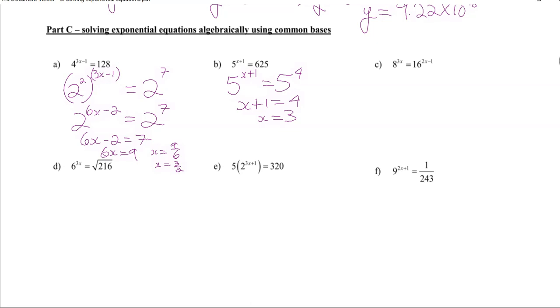8 and 16. What's the common base for 8 and 16? Going to be 2, right? Usually it's 2, right? Like you see 9s and 27s, then it's usually 3. Generally with even numbers, not always, right? Because here it's got 6. So 8, what's 8 as a power of 2?